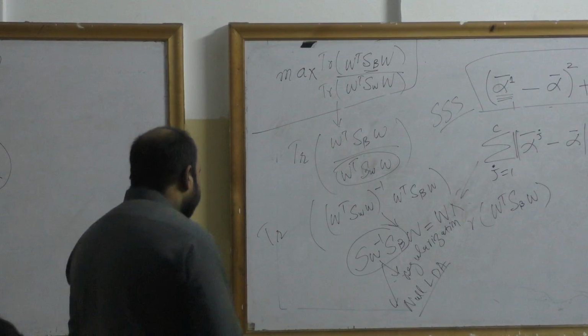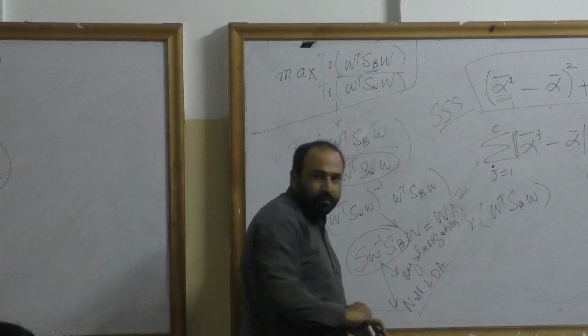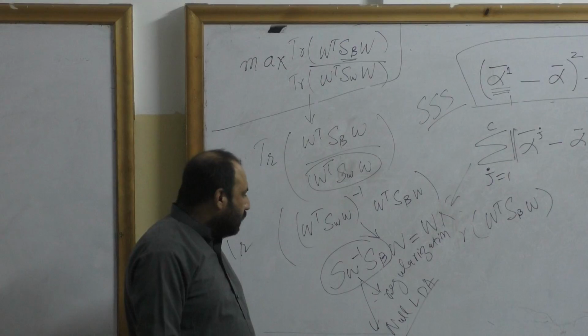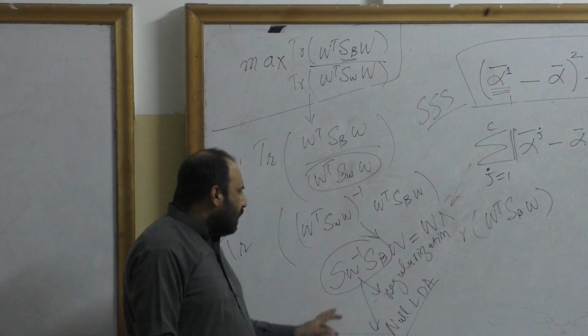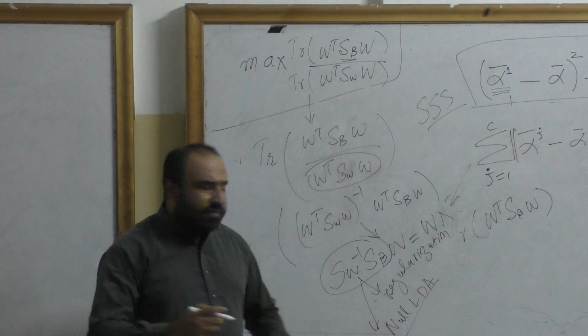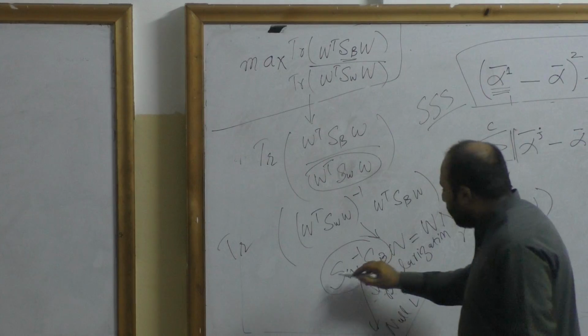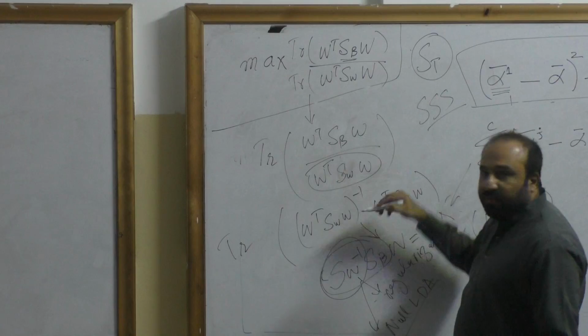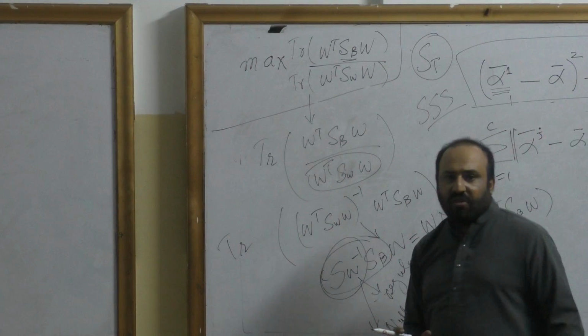In MATLAB there is a term: if you cannot get the inverse of a symmetric matrix, you compute an approximate pseudo inverse instead. Is it the same? Yes, there is a method of pseudo inverse, but that involves the total scatter matrix ST rather than SW. There is a total scatter matrix also.